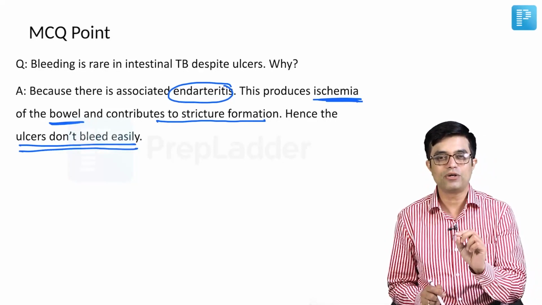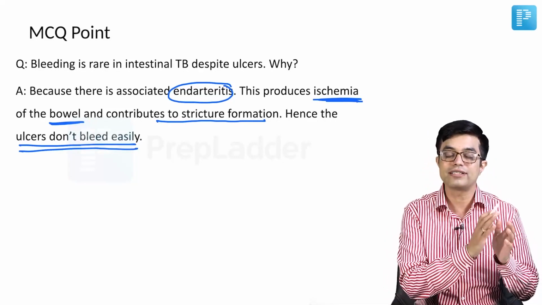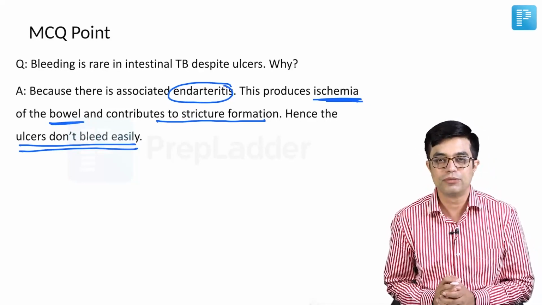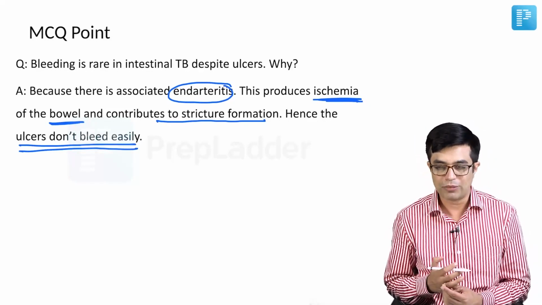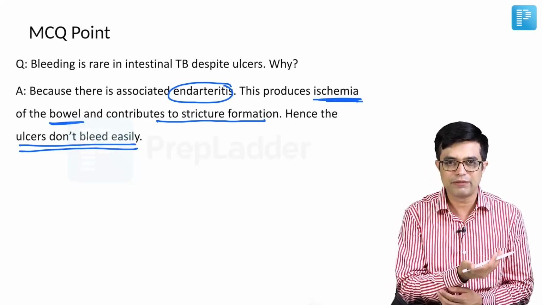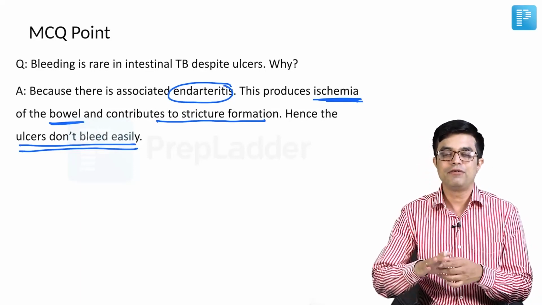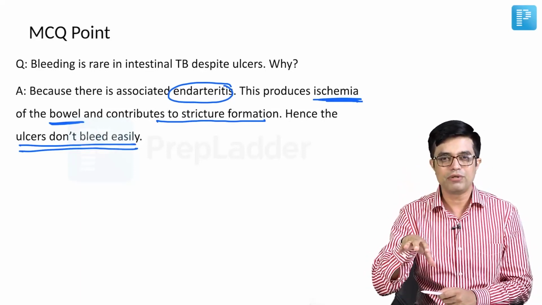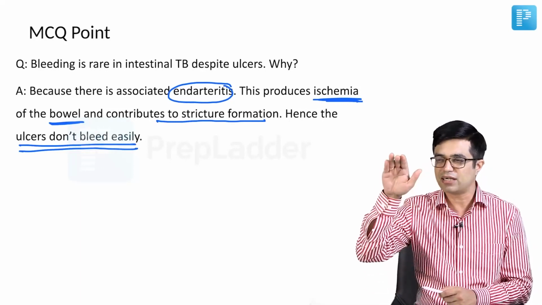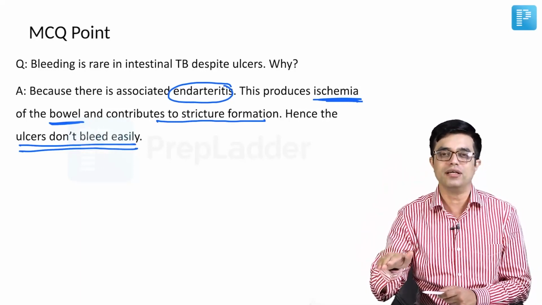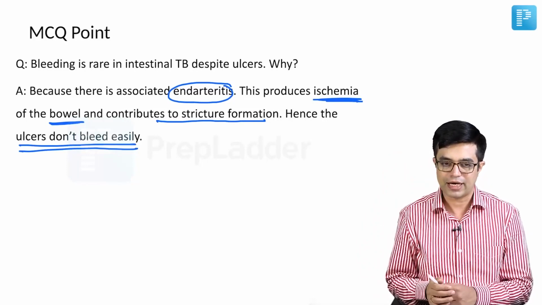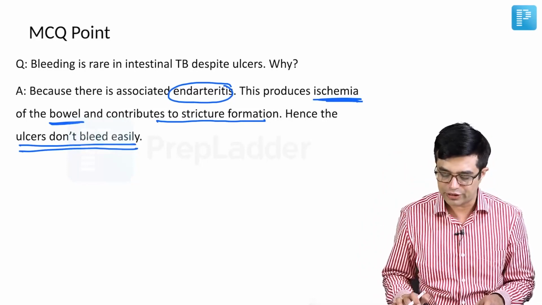Hematemesis, melena, hematochezia are not described as common presentations in tuberculosis. Please remember this. Normally, we tend to think that if there are ulcers, they will bleed. Hematochezia, bleeding, if you look at the causes of them frequency wise, tuberculosis does come, but it comes quite late, quite low in the list, frequency wise. And so, this is a potential MCQ point.